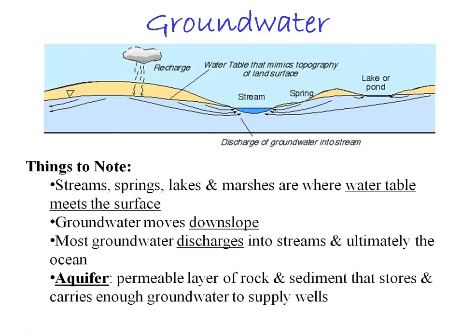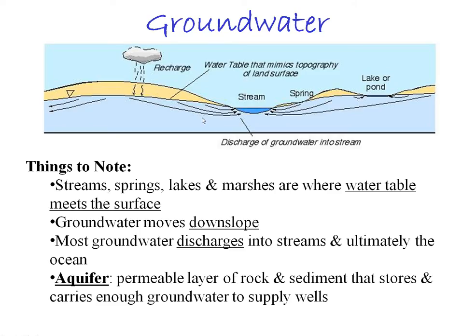Some items to note about groundwater. Here's a side view. Streams, springs, and lakes are places where the water table meets the surface. The pale blue here is the water table, the surface of the underground water. Whenever it meets the surface, that's what any standing water is. That's the surface of the water table you're looking at.